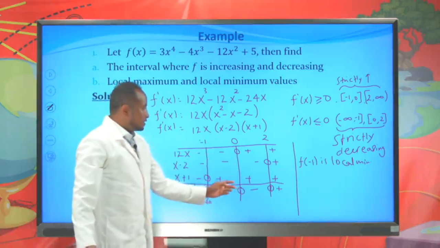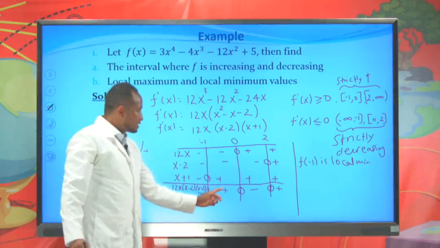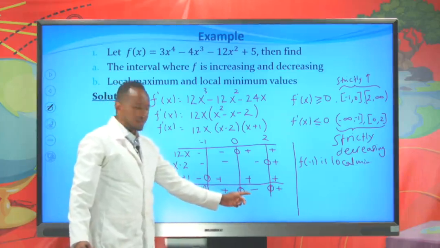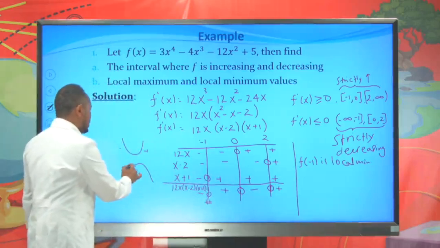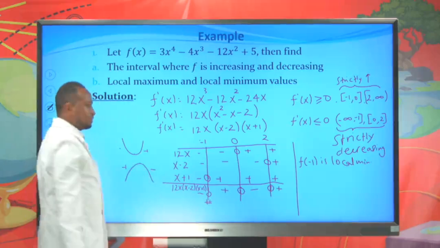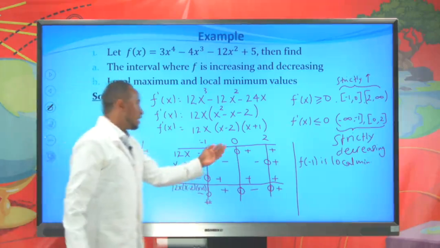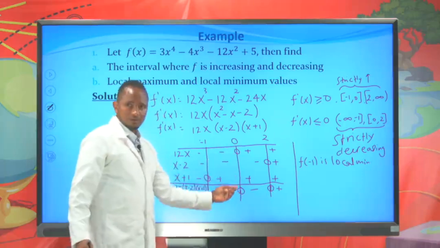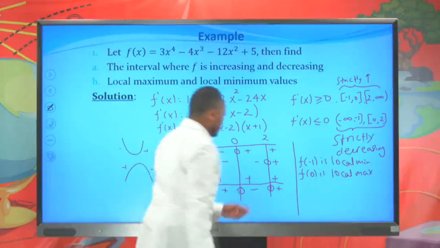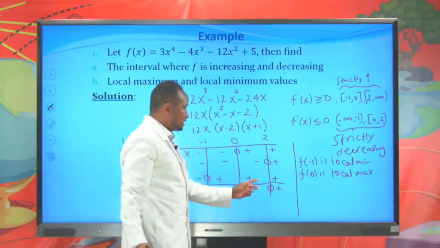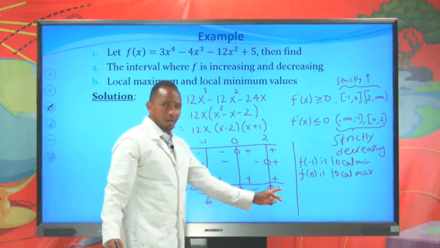At 0, the derivative is changing sign from plus to minus. Changing from plus to minus means the curve is moving like this. The derivative changing from plus to minus means it has a local maximum at that point. So f of 0 is a local max.